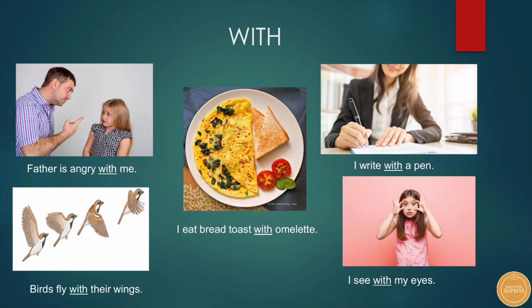Father is angry with me. Birds fly with their wings. Here, with indicates the means by which birds fly. I eat bread toast with omelette. I write with a pen. I see with my eyes. This phrase implies that we use our sensory organ to see around.